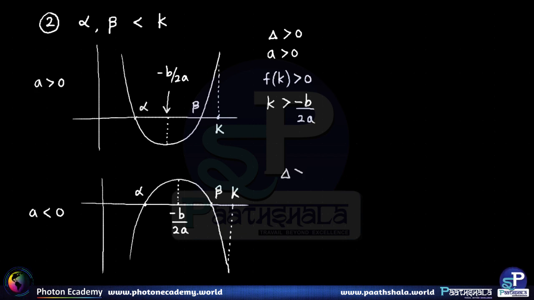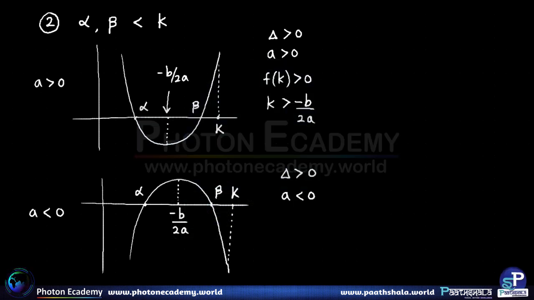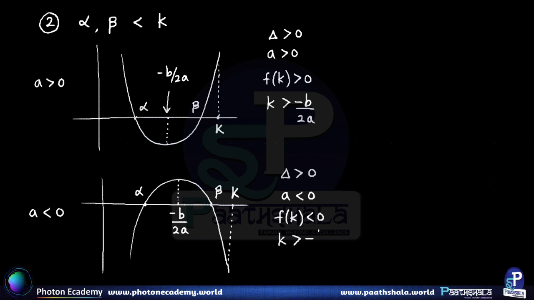So once again we have delta greater than 0 to have some roots. Then we are talking about a less than 0, and here we observe that f of k also is less than 0 and k is greater than minus b by 2a.